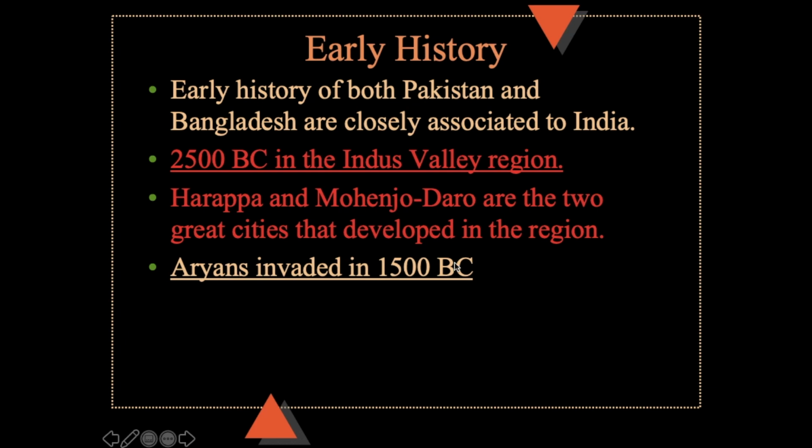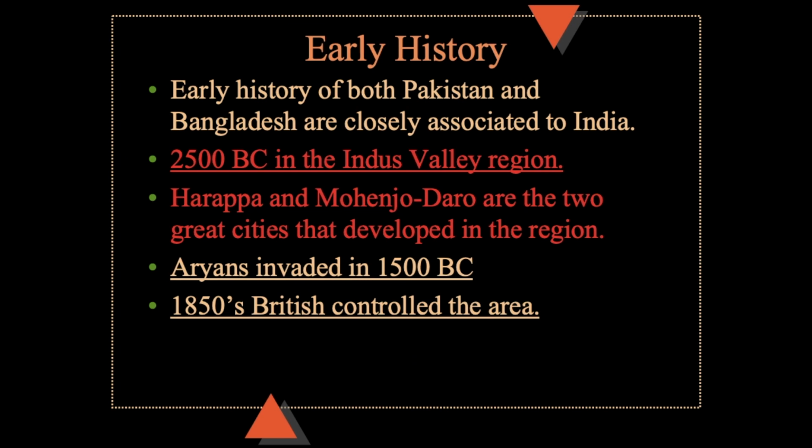So they came down, and remember, the Aryans, white people from the Pakistan area, that general area, came from like Russia and from other Muslim countries. They invaded and basically pushed people further south, the darker skinned people, further south into India, and so that's why they have that separation now. And then in the 1850s, the British controlled the area.